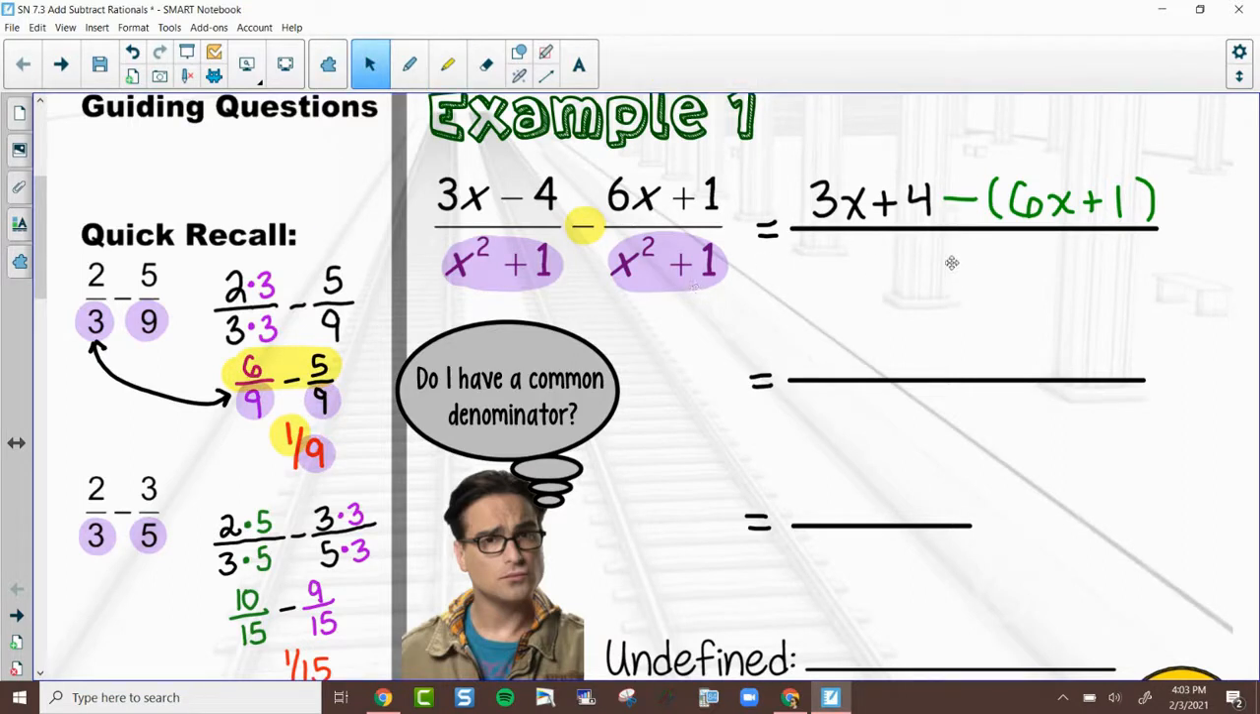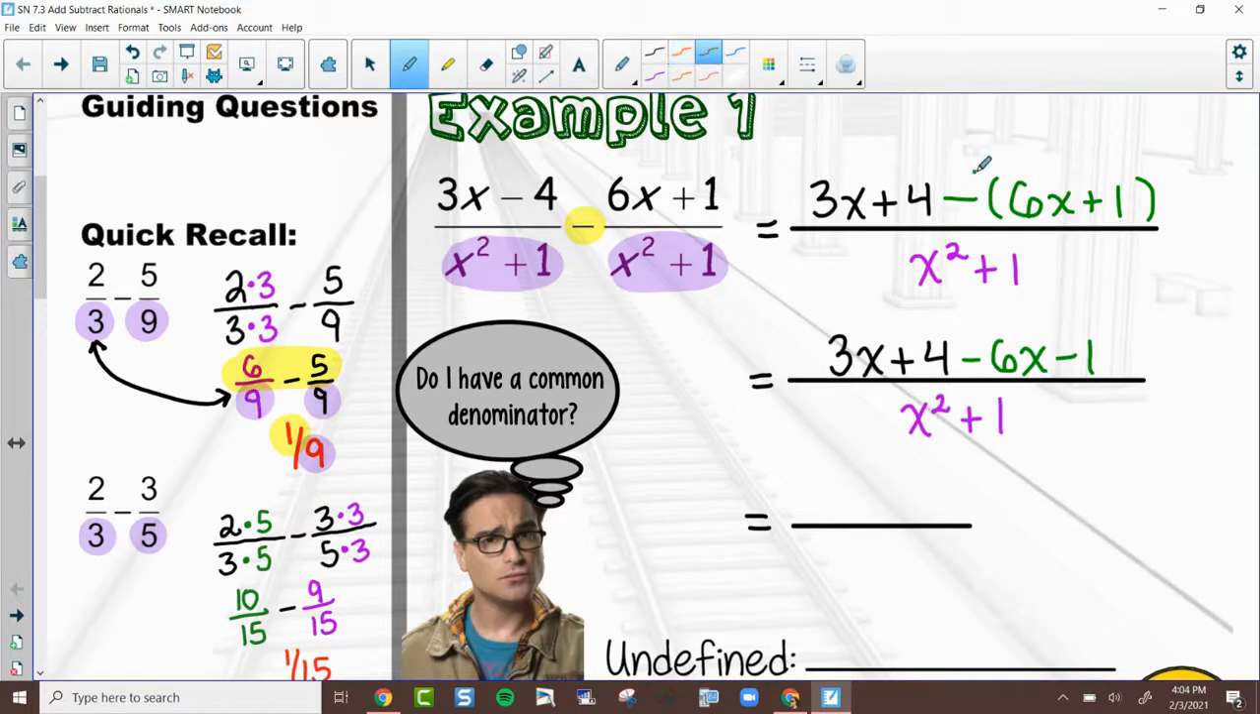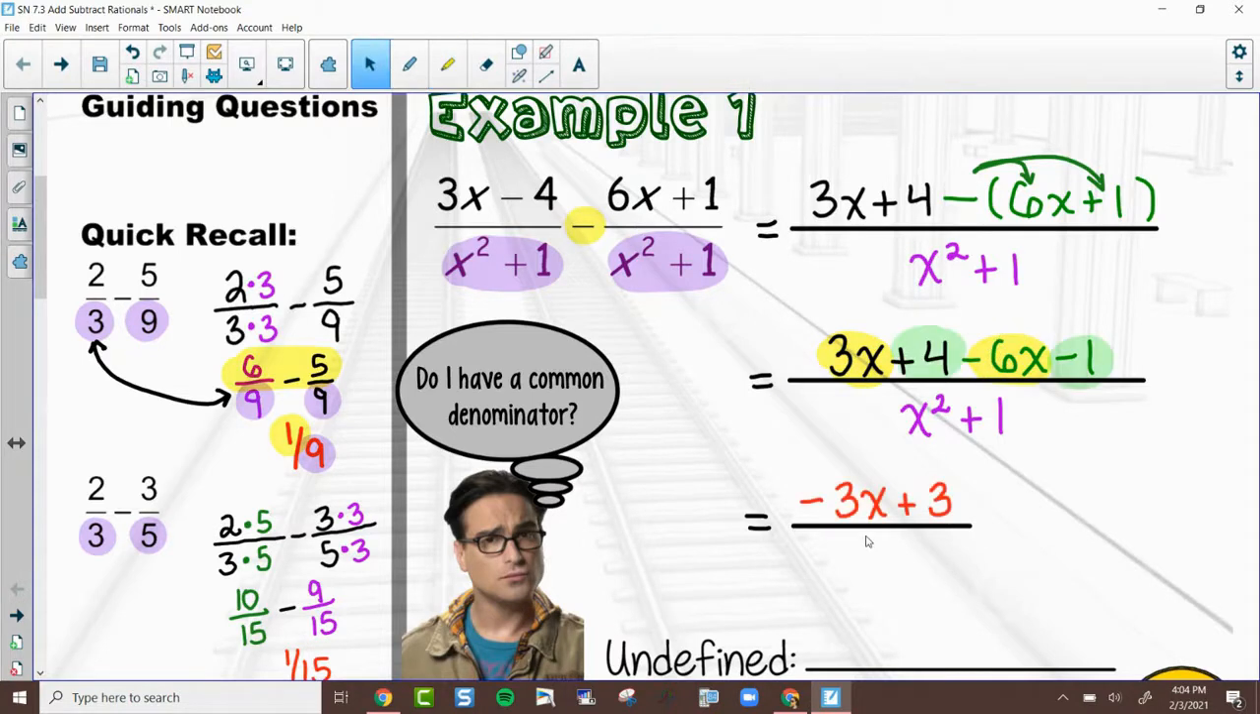So here, you're just going to keep it as x squared plus 1. Very, very similar action. And then you're going to go ahead and do a little bit of distribution with that negative. So you can see I distributed that negative to every single thing. So this went in and this went in. And then just be sure for that final answer, combine like terms, for that final answer of -3x plus 3. And then again, don't forget the common denominator.